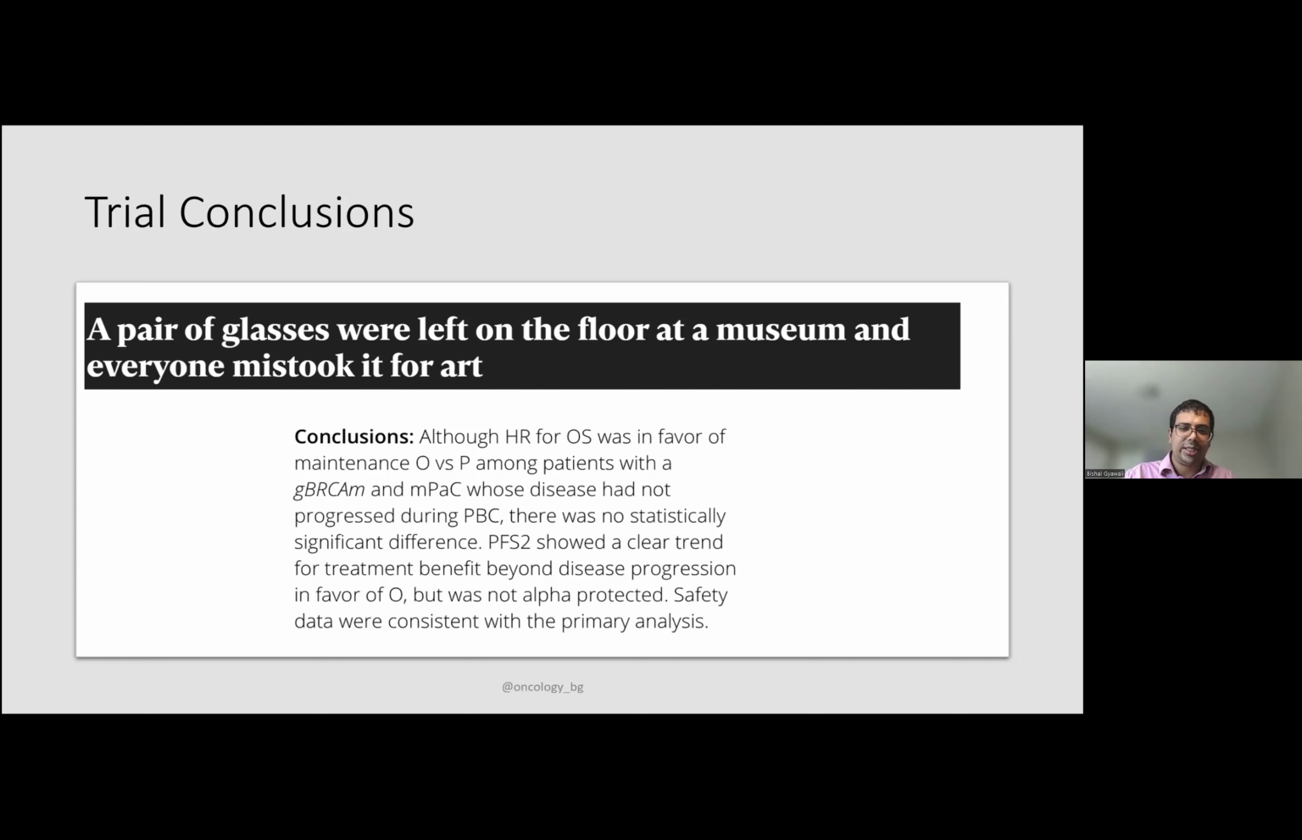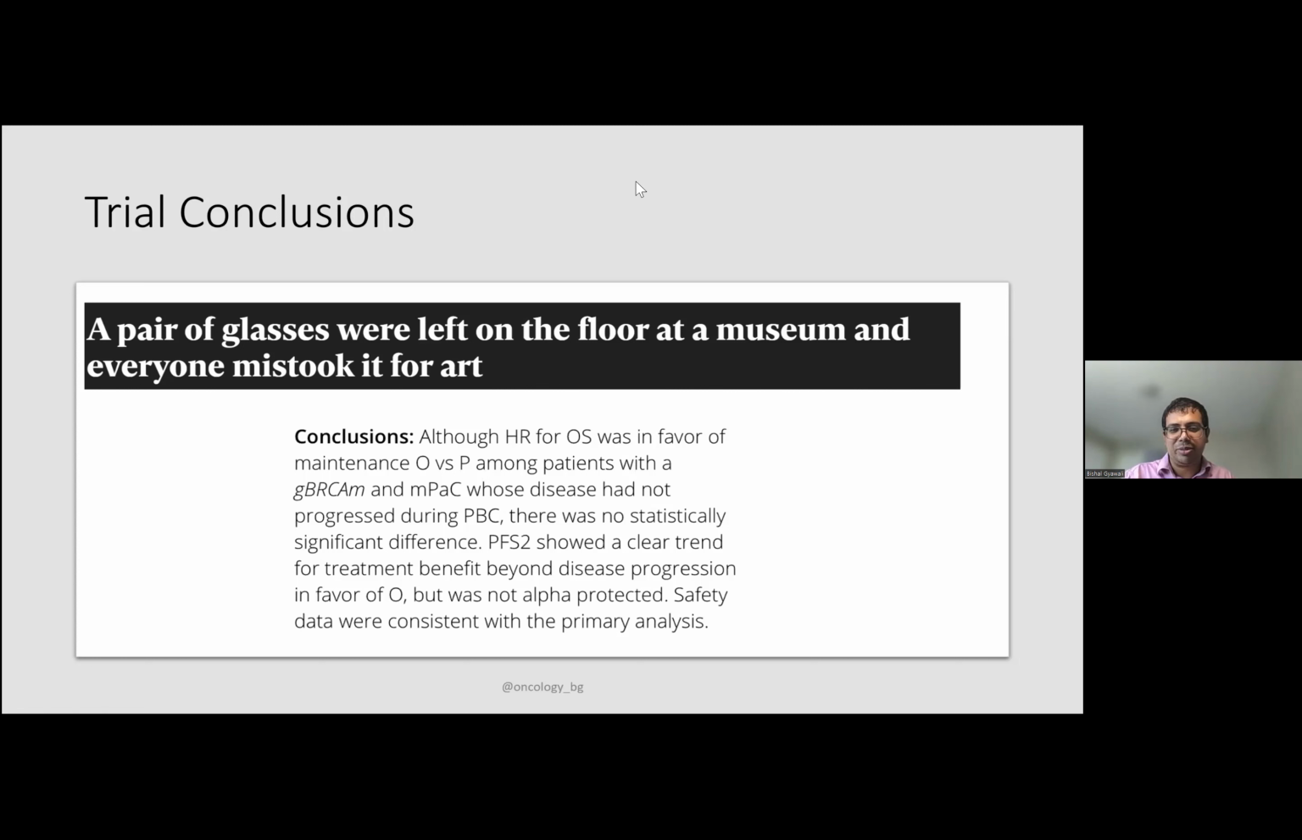there was no statistically significant difference. That there was no statistically significant difference means that the survival did not improve. But the way they are writing it, and this is a telltale sign of the medical writer writing it, is that it says, although the hazard ratio was in favor, so they start with the hazard ratio was in favor, but then they say there was no statistically significant difference. So that means that actually the survival had not improved. And then they come up with a different endpoint. This is not even PFS, this is PFS2.